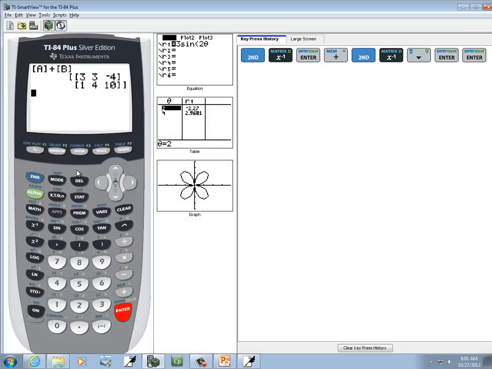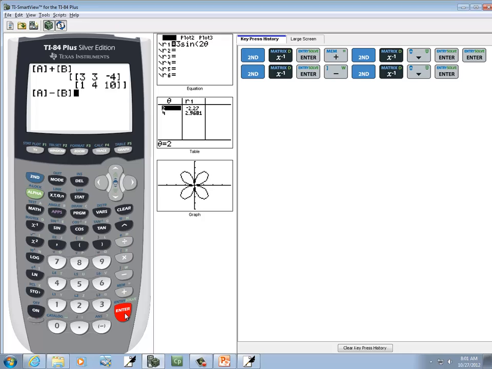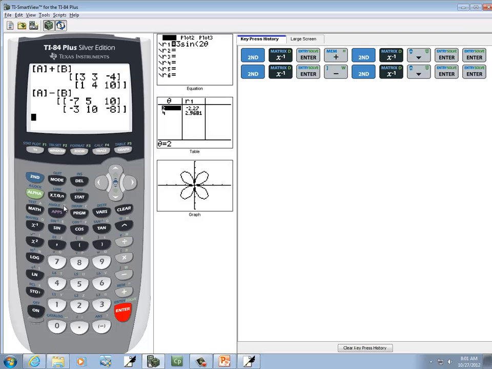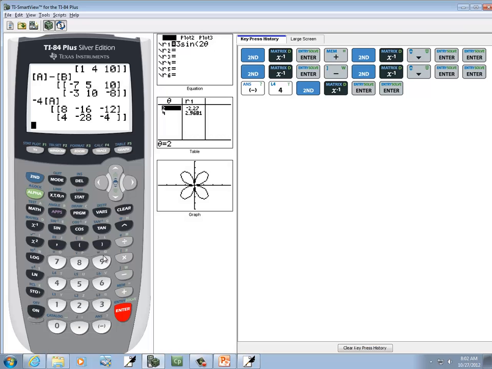Let's find A minus B. Go back in my matrix menu, second x to negative 1, enter on A, minus, go back in my matrix menu, down arrow to B, enter, enter again. That looks right. Okay, our next one is negative 4A. So do negative 4, go in my matrix menu, enter on A, and enter again. And, okay, looks like it checks.